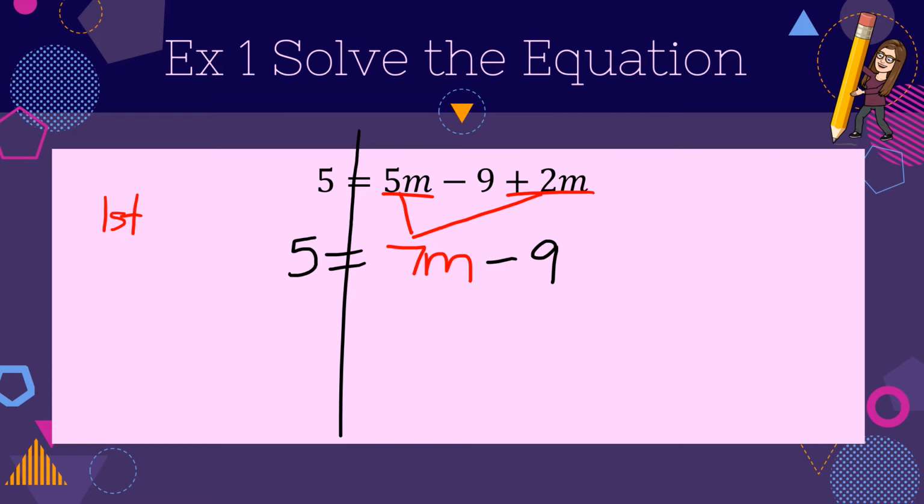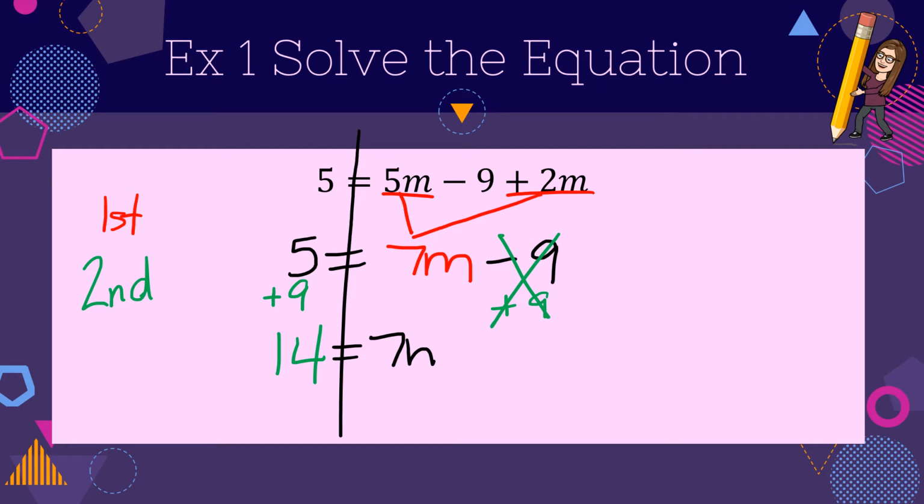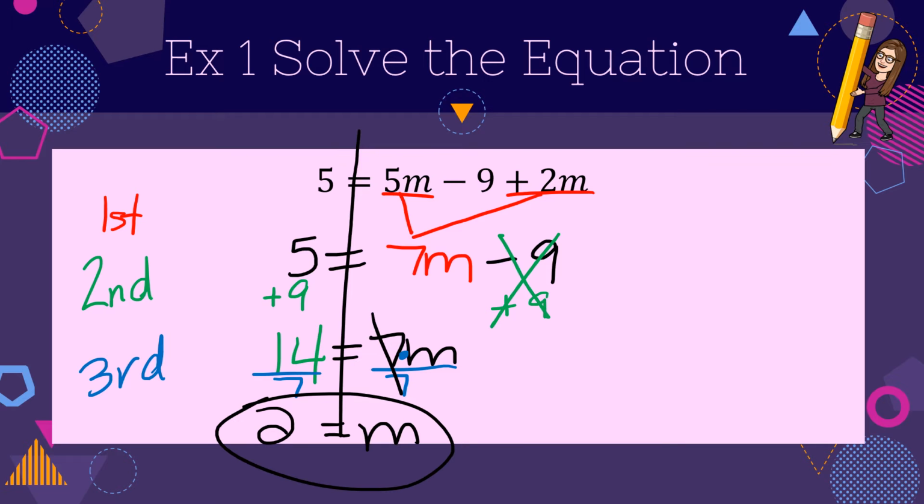Our second step is to undo any addition or subtraction, just like we did before. Now this is a basic two-step. So instead of subtracting 9, I'm going to add 9. What I do to one side, I do to the other side. I have 14 equals, and the 7m falls down. And my third and final step is to undo any multiplication or division. So instead of times by 7, I'm going to divide by 7. So m falls down, and my final answer is m equals 2.